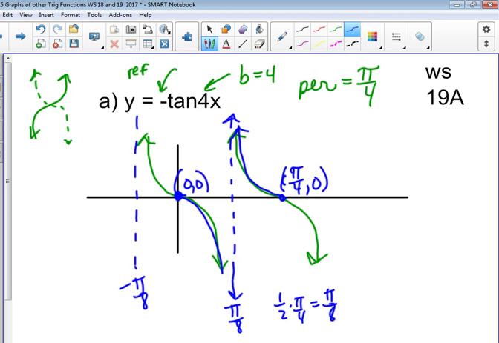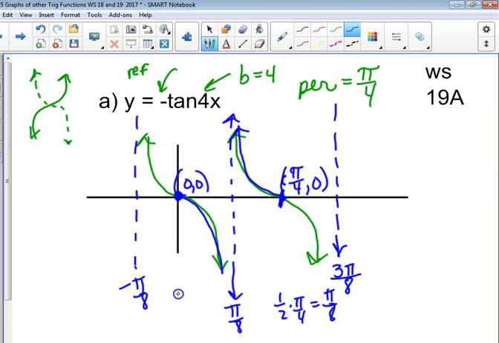Could we be done? We did 2 asymptotes and 2 ordered pairs. Can anybody humor me and find the next one? Negative pi over 8, 1 pi over 8. Pi over 4 was in here, which is 2 pi over 8, right? So the next asymptote is actually at 3 pi over 8. It's the odd multiples on this one. Odd multiples of pi over 8.